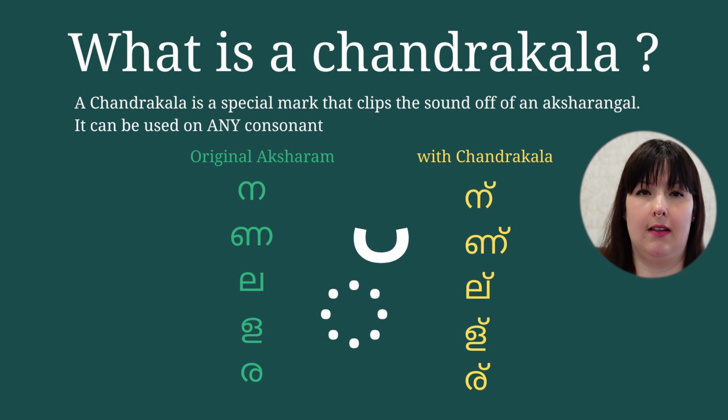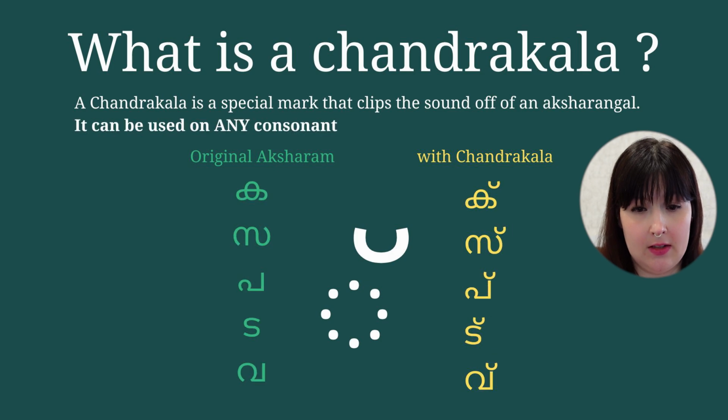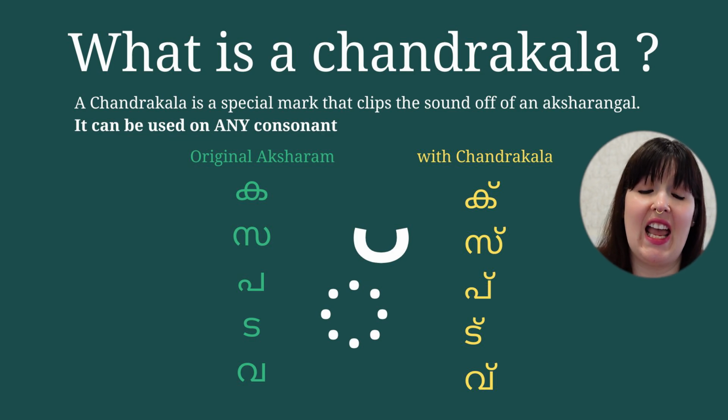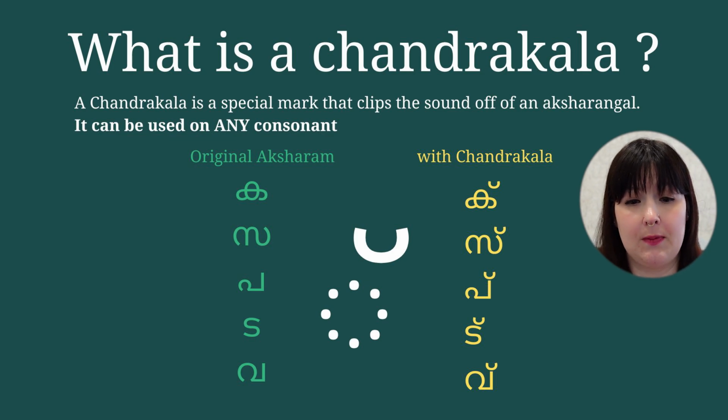Another difference between Chandrakala and Chillu is that a Chandrakala can be used with any aksharangal. So before we only had 5 specific letters, 5 specific aksharangal, but here we can use it with any sound. So here on this page, you can see ka, sa, pa, da, va. With the Chandrakala, it becomes k, s, p, r, v.